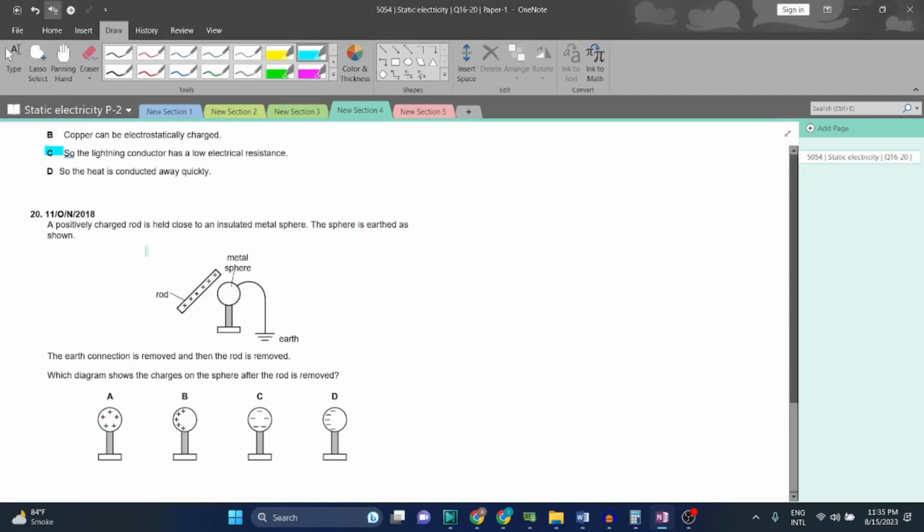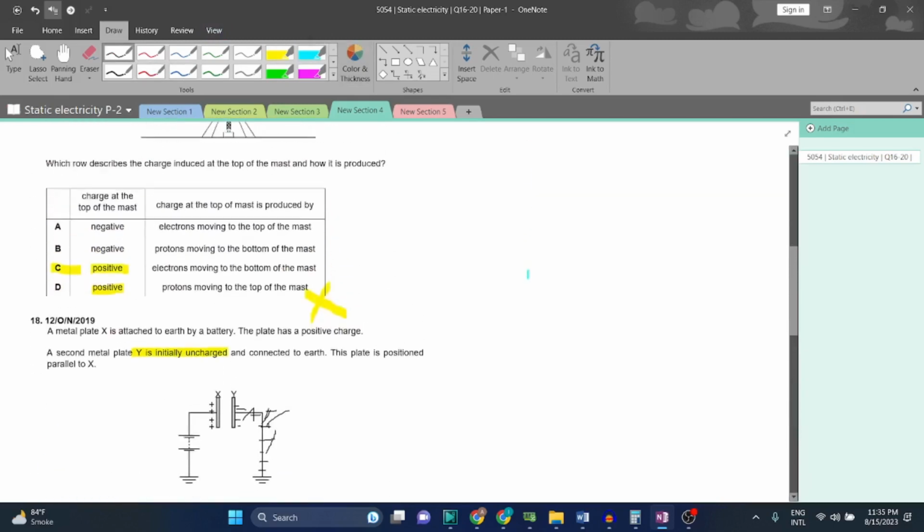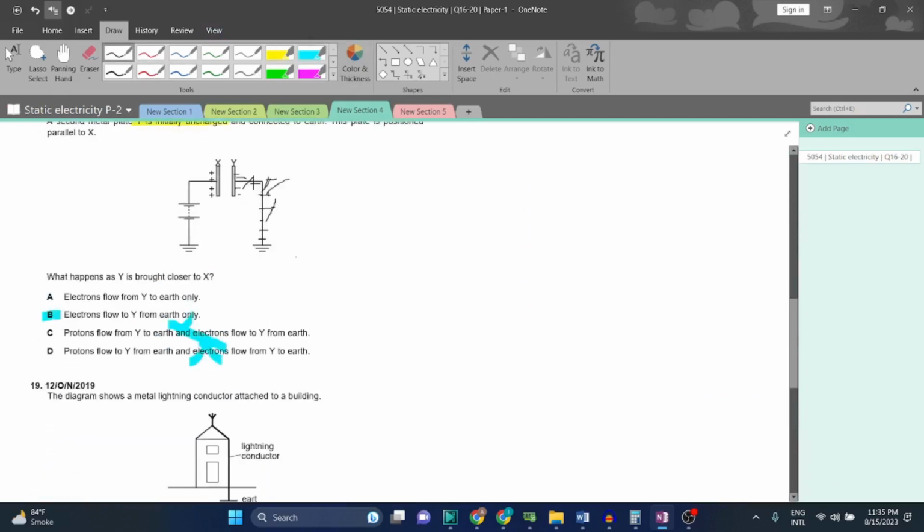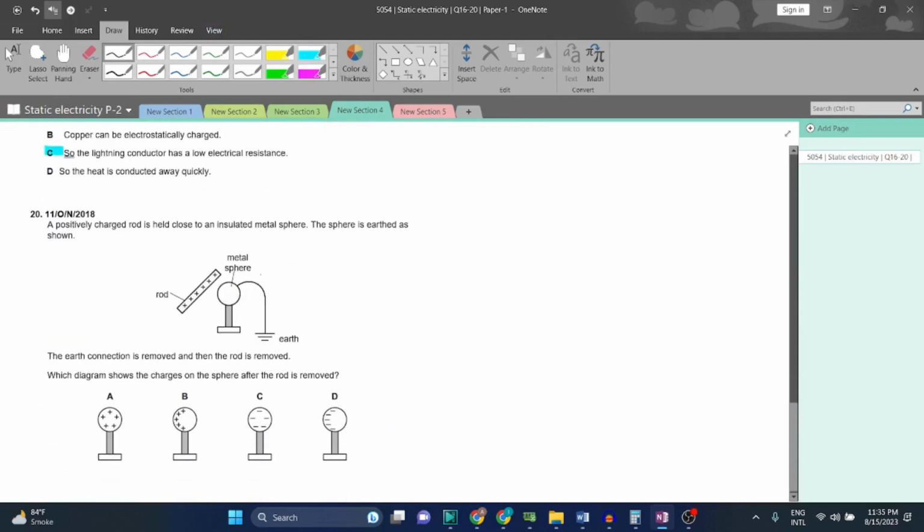Question 20. A positively charged rod is held close to an insulated metal sphere. The sphere is connected to Earth as shown. The Earth connection is removed and then the rod is removed. Which diagram shows the charges on the sphere after the rod is removed? First of all, it is a very similar question to Question 19. Firstly, what will happen?